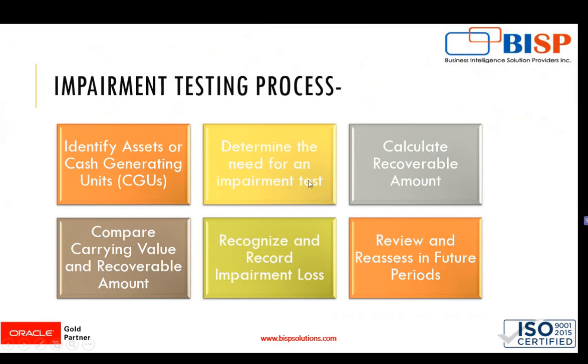Then comes determining the need for an impairment test. We will be checking if there are any indicators of impairment. These indicators can be internal, for example obsolescence, damage, poor performance, which we have discussed previously also, or external, for example market declines, changes in laws, adverse economic conditions. Assets with indefinite useful life, such as goodwill, must be tested for impairment at least annually, regardless of indicators. Then comes calculating recoverable amount.